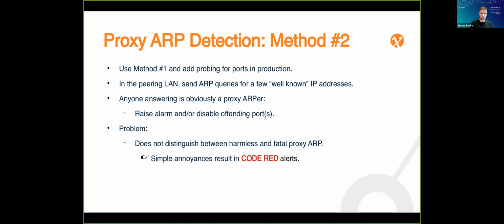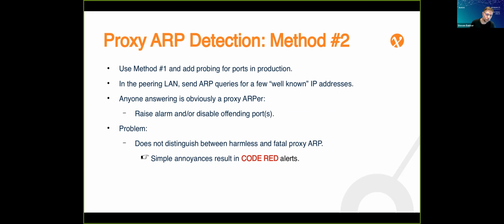So there's method 2, which is, apart from the quarantine procedure, we also probe for ports in production. And in the peering LAN, we will send our queries for, again, those few well-known IP addresses. And again, anyone answering is obviously a proxy ARP. When we see that, we raise an alarm and/or disable the offending port. There's one problem with that, or a limitation with that. It doesn't really distinguish between harmless and fatal proxy ARP.